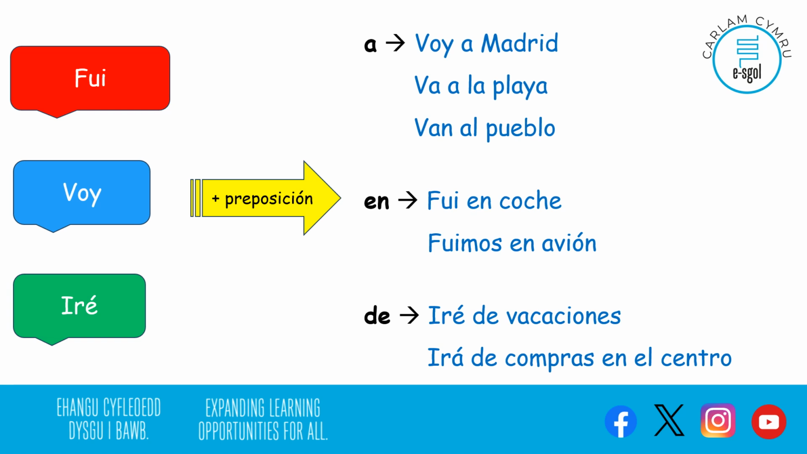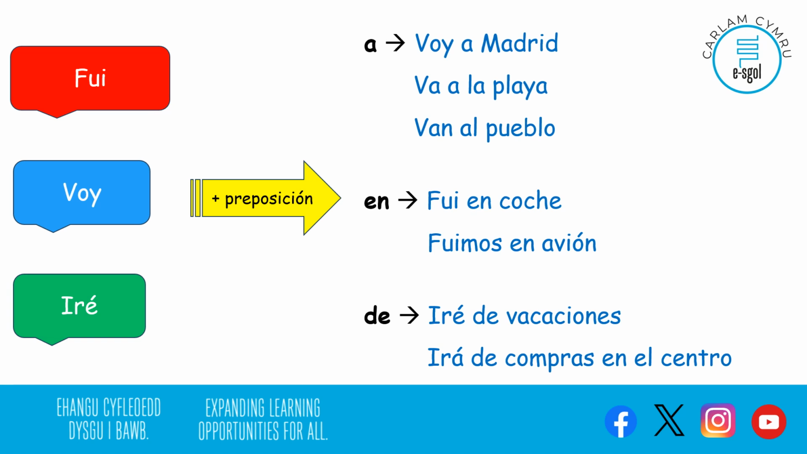One more thing to think about is las preposiciones, the prepositions in Spanish. You will need to use these prepositions in all the tenses. So, for example, voy a Madrid. I'm going to Madrid. Va a la playa. He or she is going to the beach. Van al pueblo. They are going to the village. I will talk about al in a moment.